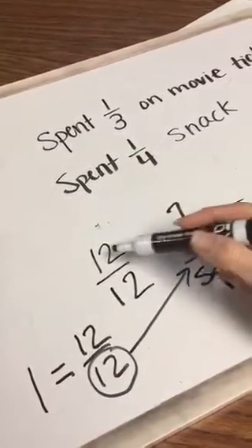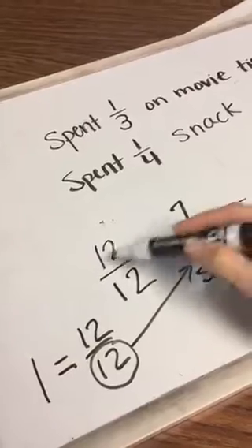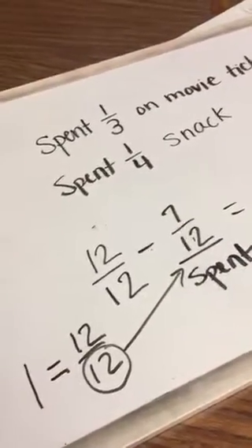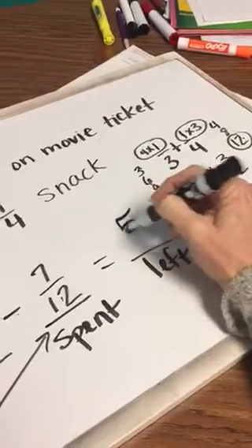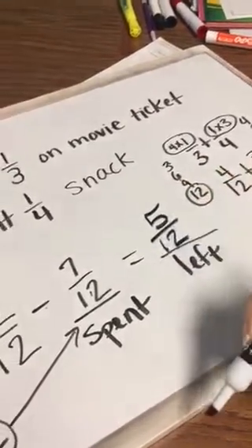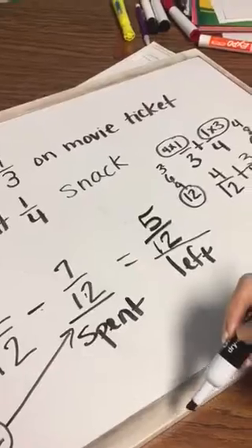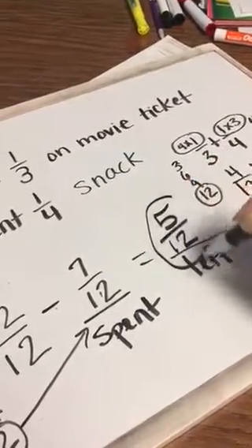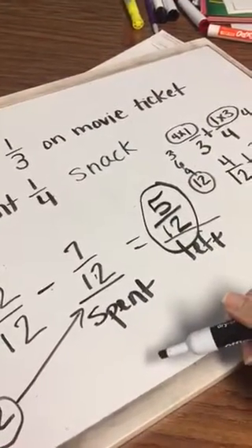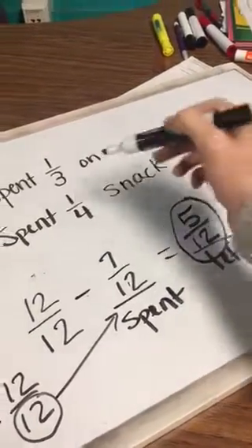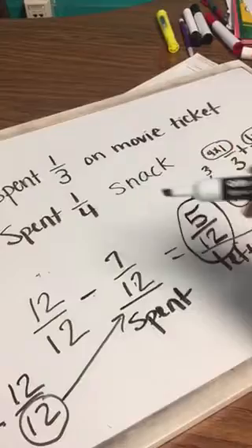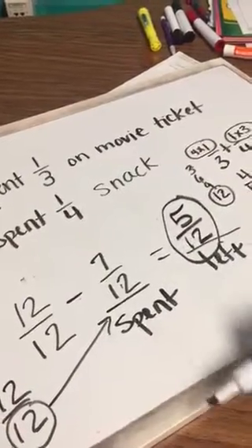Then I'm going to subtract. So if I have 12 12ths, the whole, minus the 7 12ths he spent, then what fraction of his money will he have left? It is 5 12ths. And we're not going to be able to simplify this any further because there are no factors that these numbers share. So that means the fraction that he had left after he spent 1/3 and 1/4 of his money was 5 12ths.